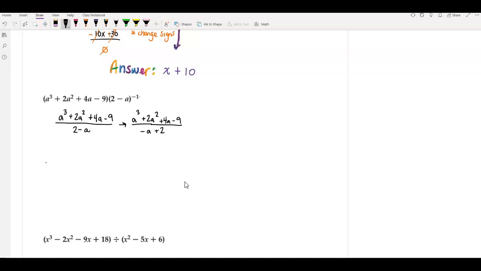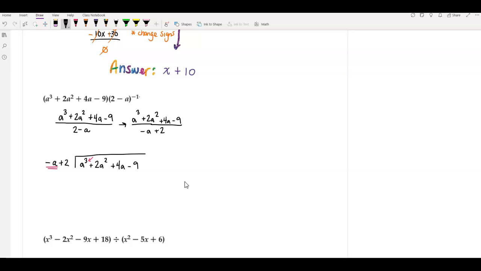So now let's do our polynomial long division. Negative a plus 2. How many times is it going to go into a cubed plus 2a squared plus 4a minus 9? Notice we're in descending order. So what do we have to multiply this negative a by to get positive a cubed?